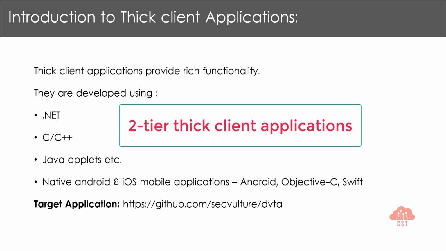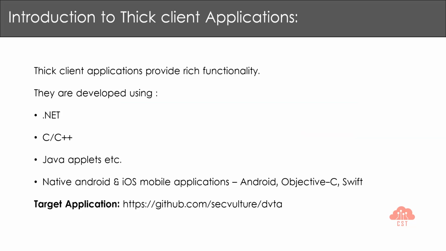Now, to be honest, these applications are very old and you probably won't find them in your day-to-day life. However, a lot of organizations still have these thick client applications in their companies, and we as pen testers may encounter these thick client applications in our engagements. They are usually developed using languages like C#, .NET, C, C++, Java applets. And if you take mobile applications as an example, native Android and iOS applications are also examples of thick clients. Android programming language is used for developing Android native applications, and Objective-C and Swift are the languages that are used for developing iOS native applications.